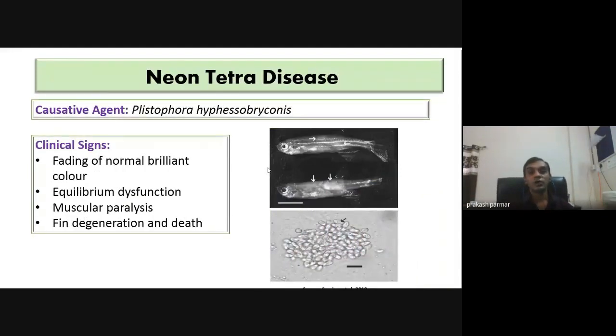Pleistophora produces a potent disease known as neon tetra disease. It affects the muscle and causes muscular paralysis. Fading will occur here. The color will fade, and there is muscular paralysis, fin degeneration, and death in this disease.